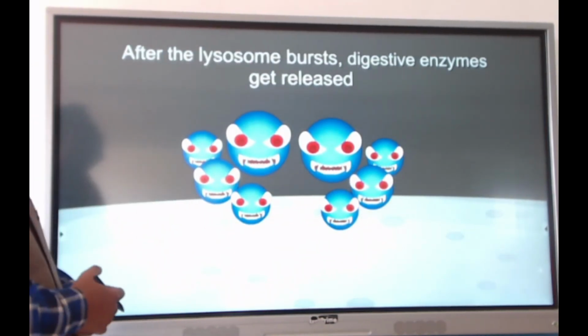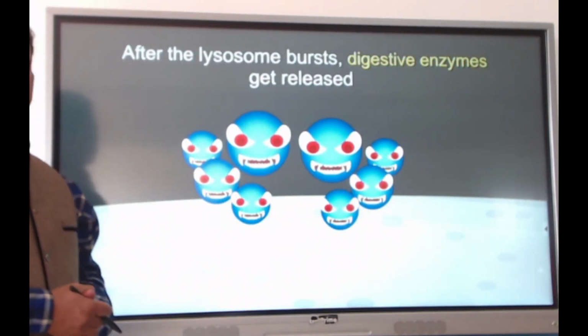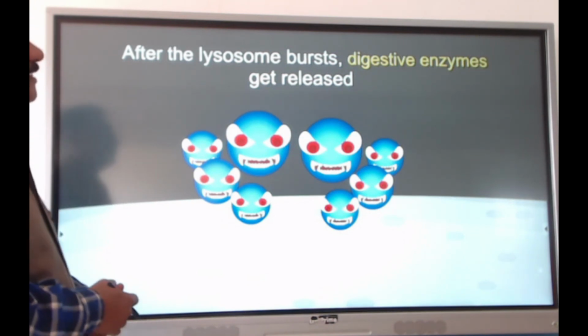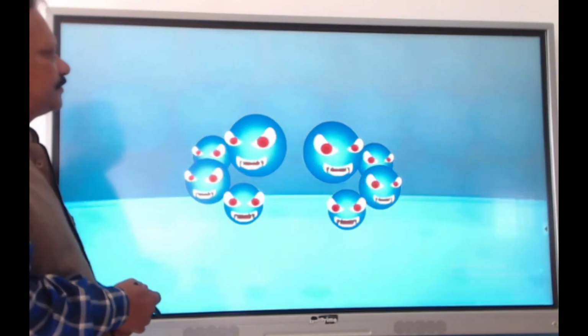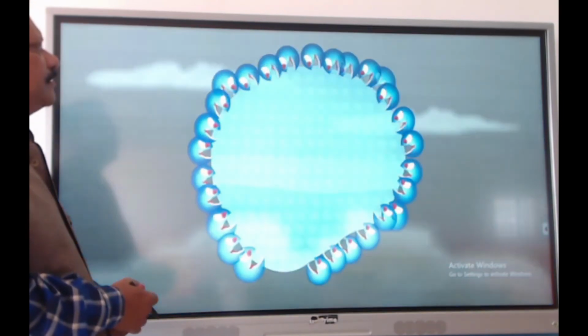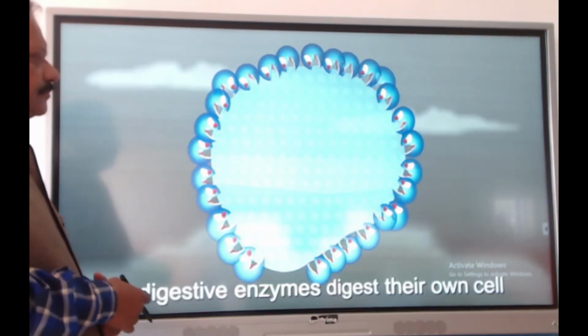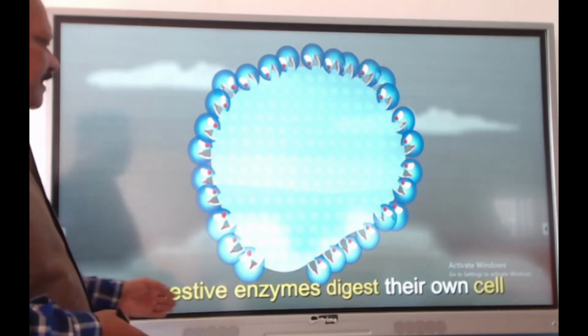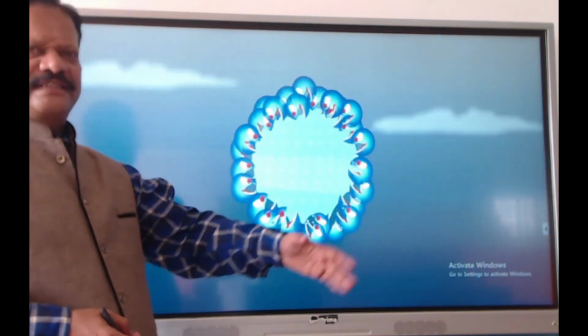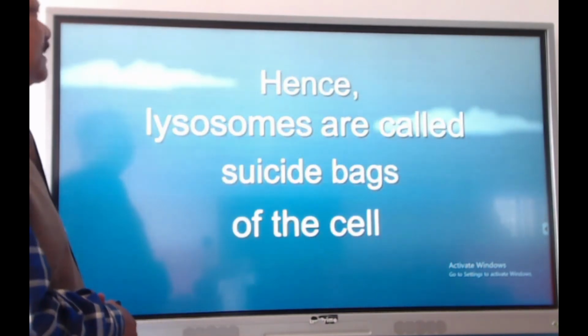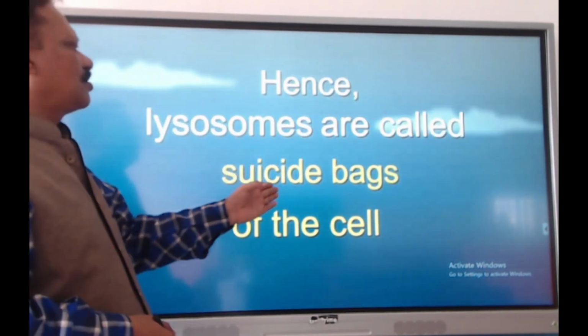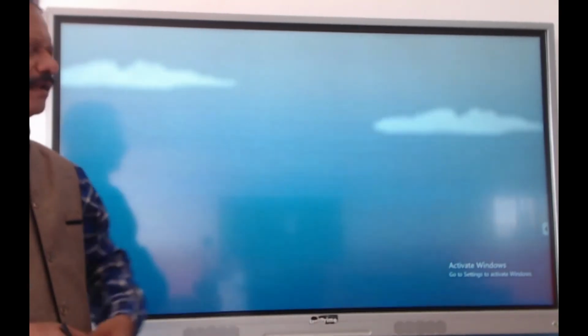These are the digestive enzymes, and these digestive enzymes, they are engulfing the cell. Digestive enzymes digest their own cell. So you are calling it the suicide bag of the cell. Hence, lysosomes are called suicide bags of the cell.